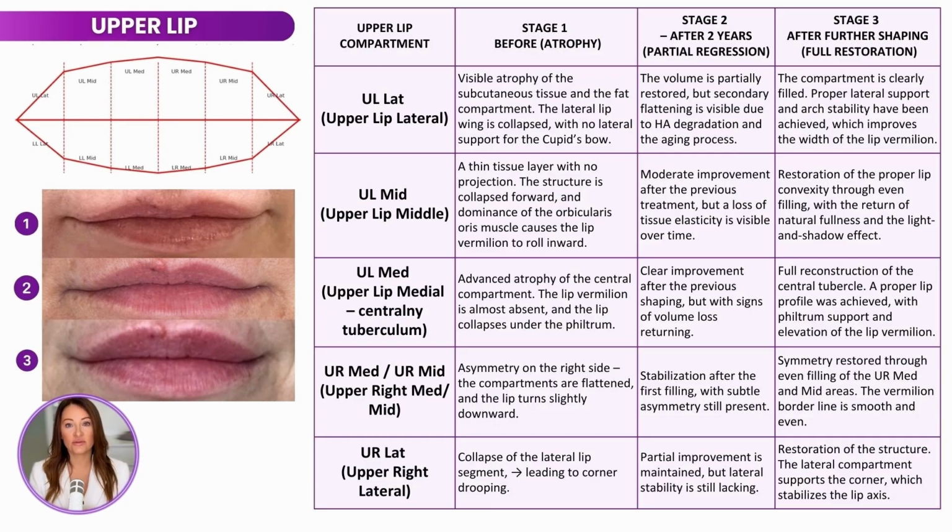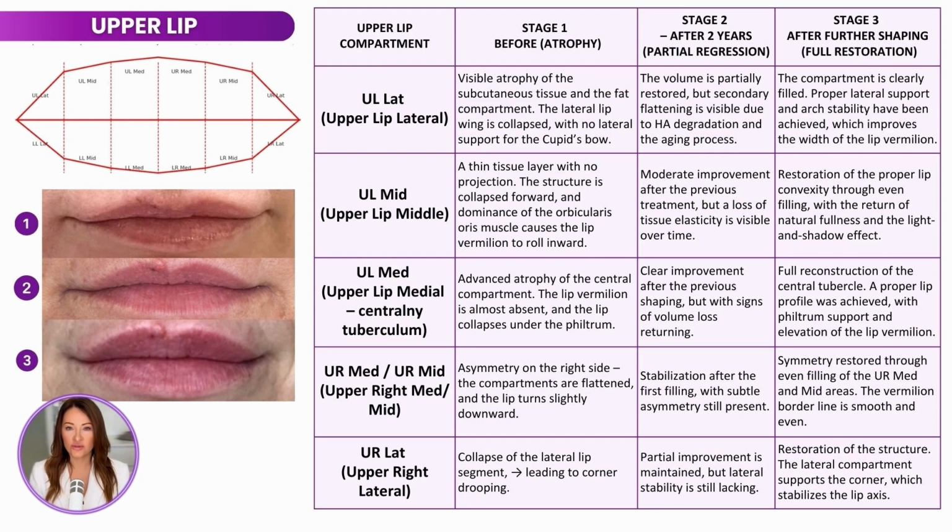In the central area, the story is different. The UL mid and UL med segments respond very well to the first treatment, but over time they lose elasticity, and only even filling of both compartments during the second procedure restores true convexity and light reflection of the vermilion. This is an example of compartments that do not need more volume, but proper distribution of forces.